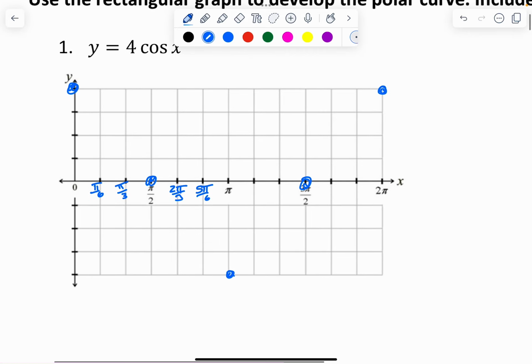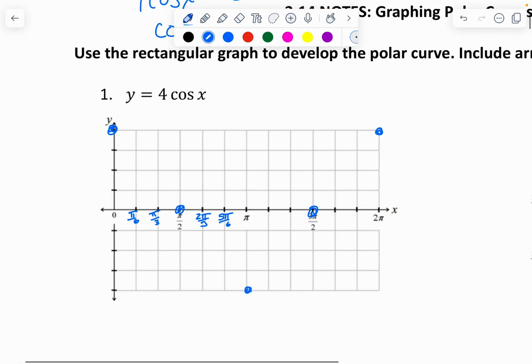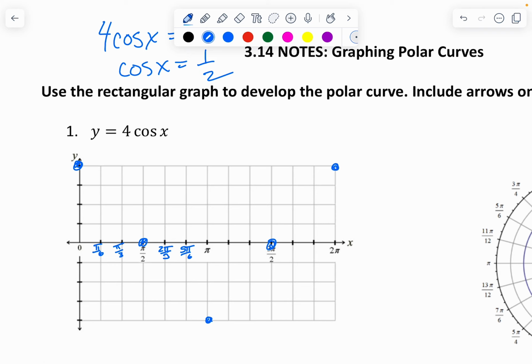I intentionally set up this grid to be pi over 6 apart. So cosine will equal 1/2 at pi over 3, and then again at 5 pi over 3, and so forth. So if I look at 4 times cosine of pi over 3, this is going to be equal to 2. So at pi over 3, I have the point 2. That was what I was going for. At 2 pi over 3, when I plug in 2 pi over 3, I get negative 2. And so that should be down here somewhere.